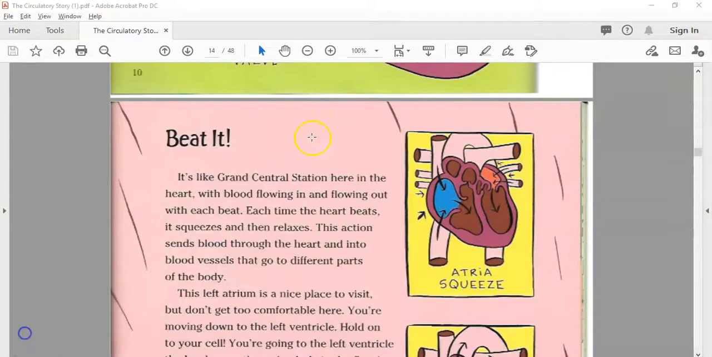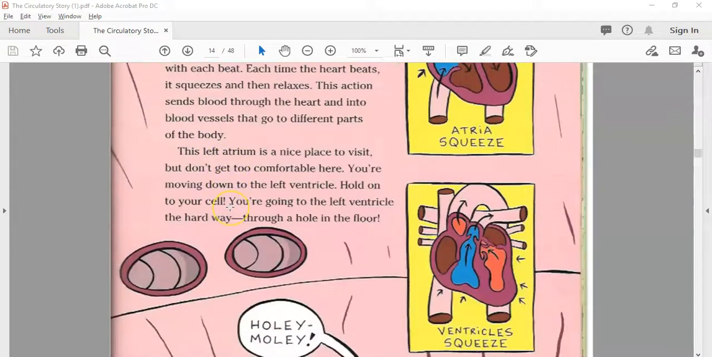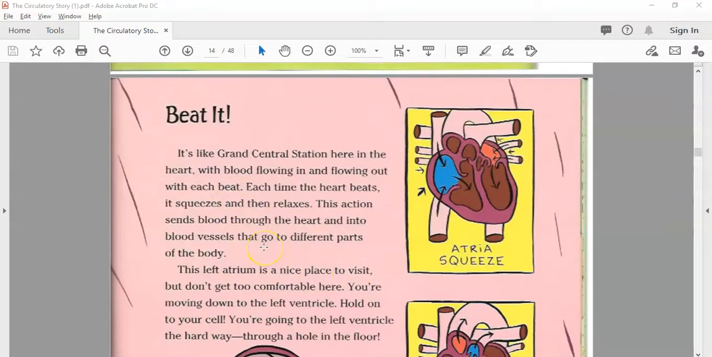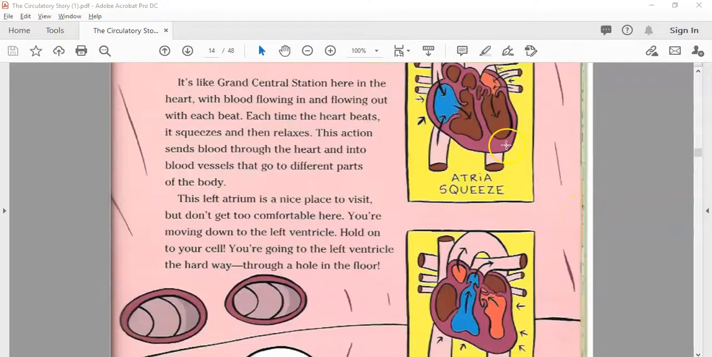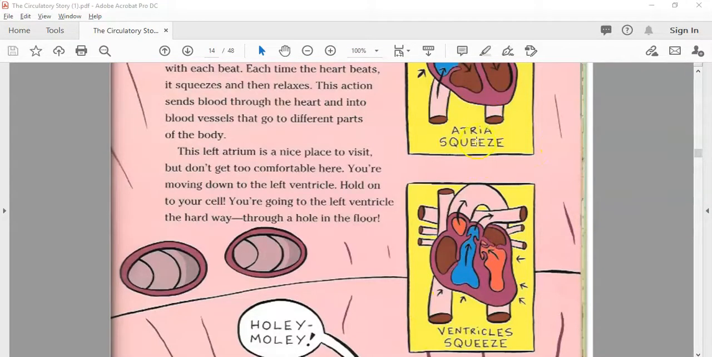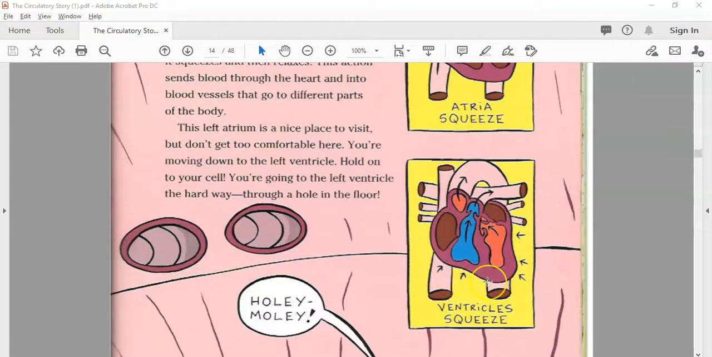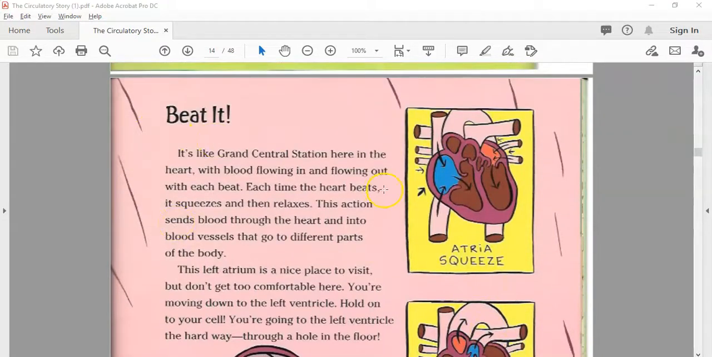Beat it. So boys and girls, what can we already start saying about beat it? If it's talking about our heart, it's talking about how it pumps, right? If you touch your heart right now, it is beating. So I know this whole section is going to be about the heart beating. And if I see the diagram here, I see it's going to talk about the squeeze and the squeeze. So let's see. It's like Grand Central Station here in the heart, with blood flowing in and out with each beat. Each time the heart beats, it squeezes and then relaxes.